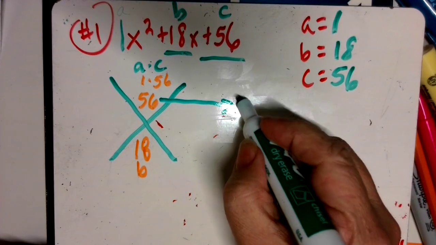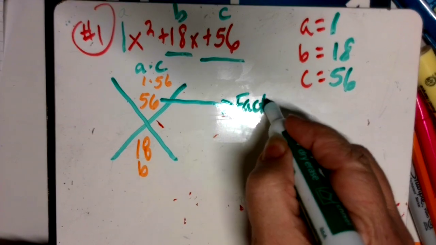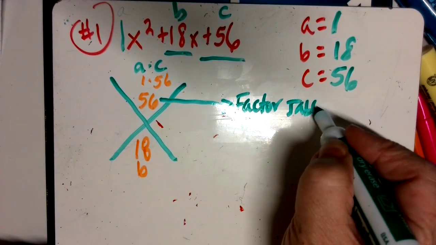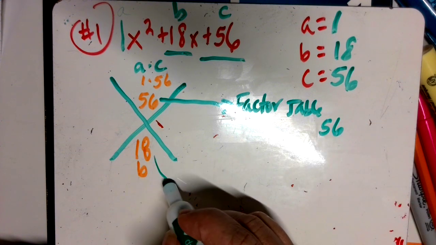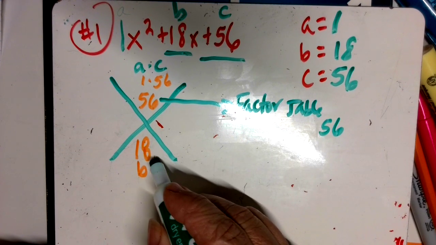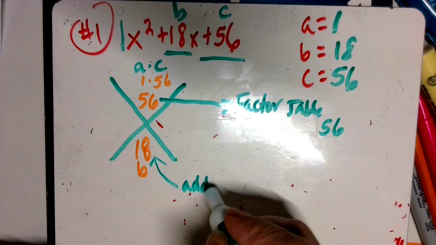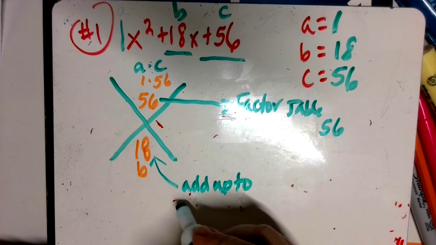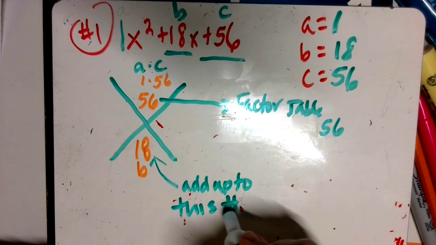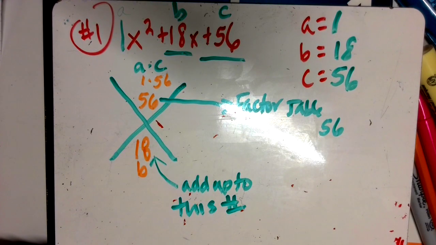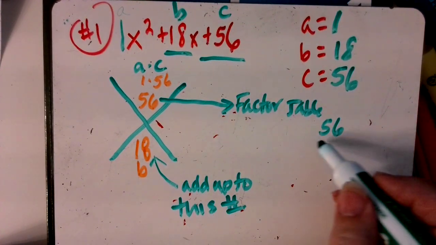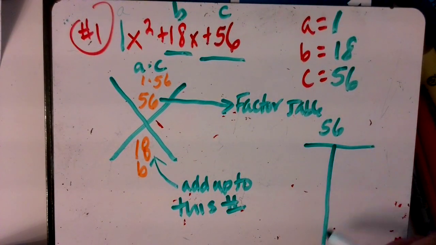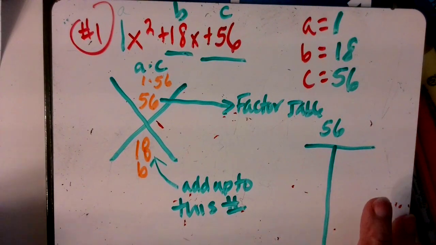Then the next step is the top number. You're going to make a factor table of 56. And then the numbers you're going to look for are the ones that add up to this number, to 18. So make a factor table of 56, and then find the numbers that add up to 18. Okay, so let's make our factor table.